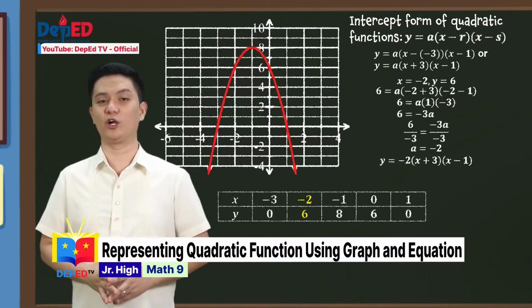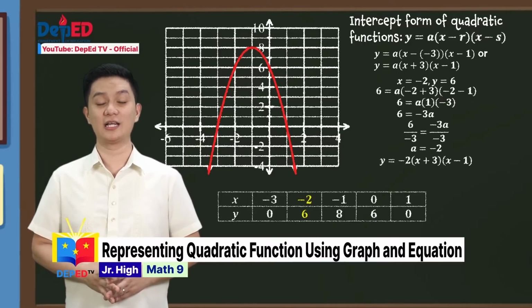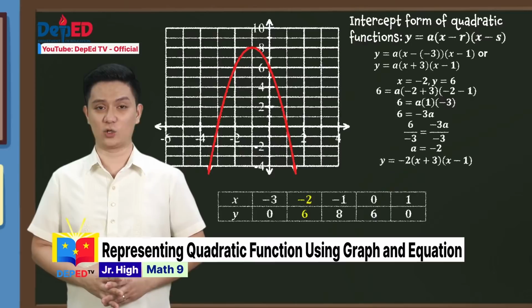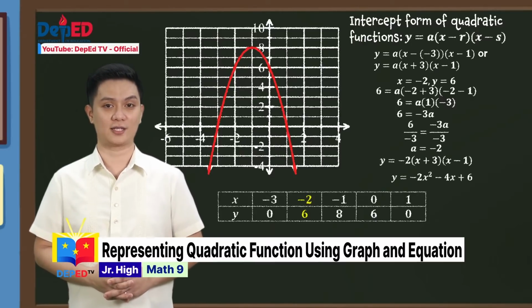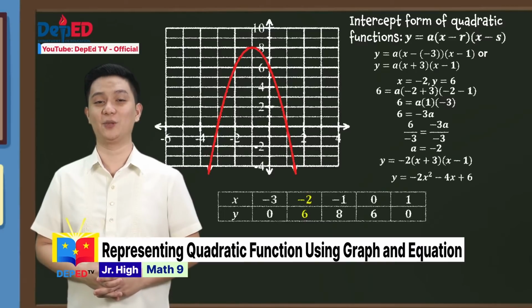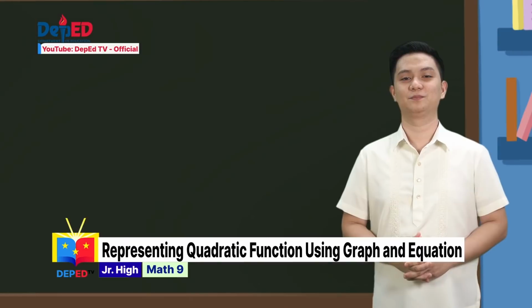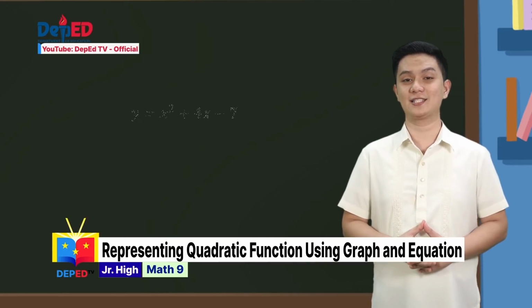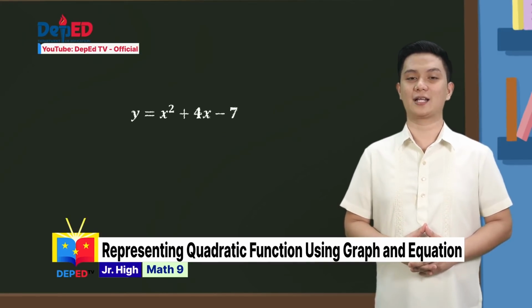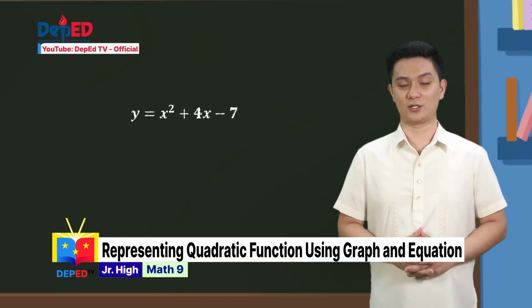Expressed in the form y equals ax squared plus bx plus c, the equation will become y is equal to -2x squared minus 4x plus 6. Now let's sketch the graph of another function, which is y equals x squared plus 4x minus 7.